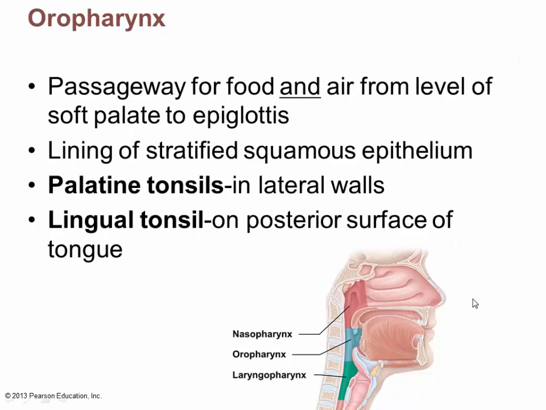Other things we find in the oropharynx, one are the palatine tonsils. So here is the hard palate. Again, review from lab, hard palate, soft palate. Right below that are your palatine tonsils on either side of that oropharynx. We also have the lingual tonsil. Ling means tongue. So at the back side of the tongue, you're going to find that lingual tonsil.